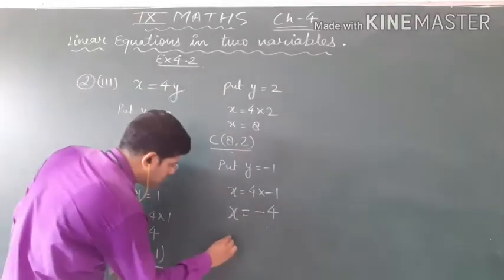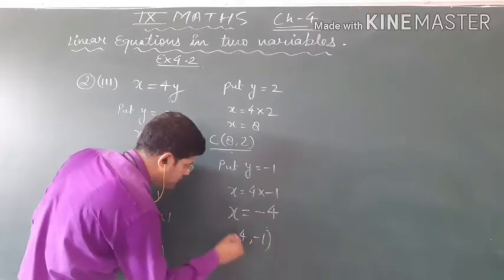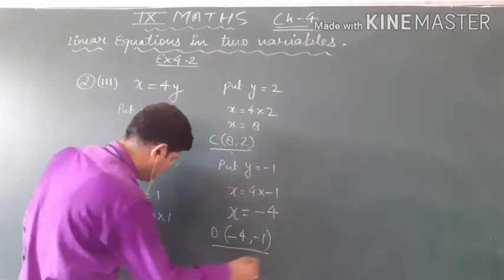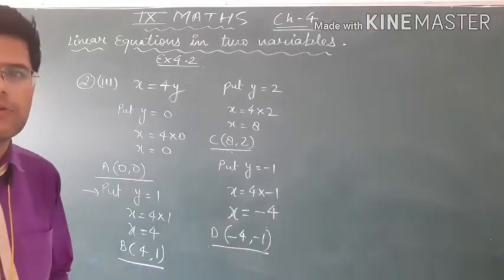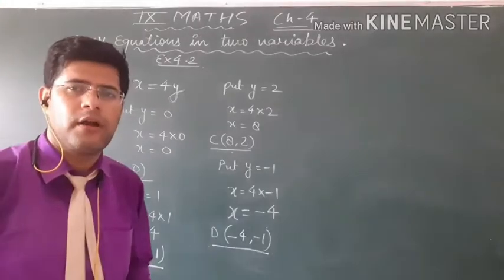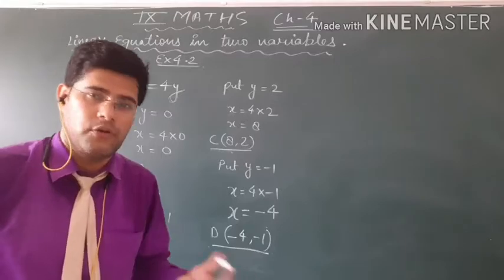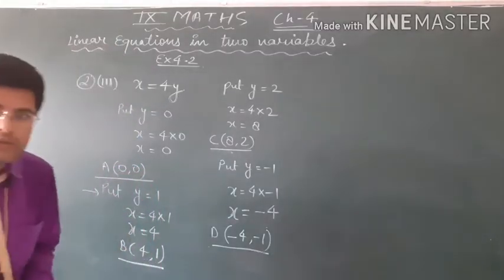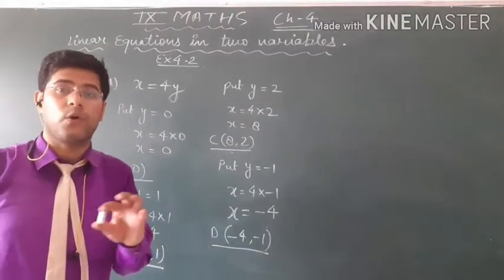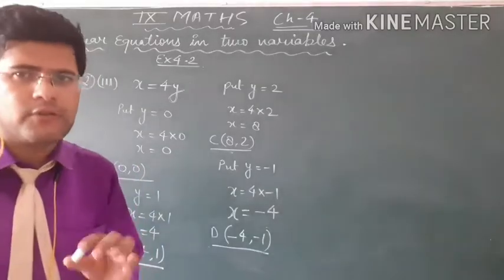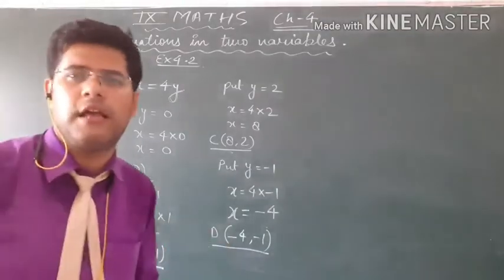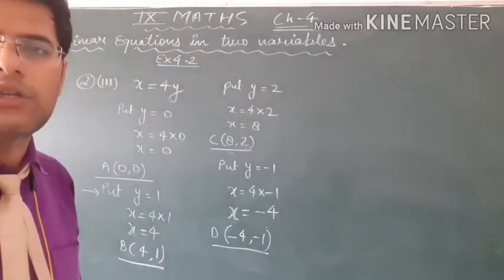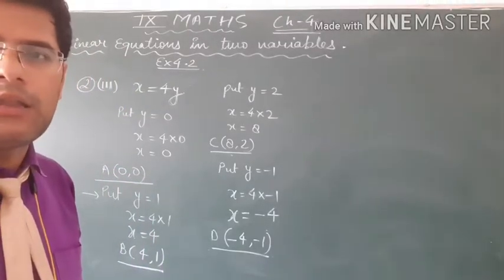Okay, now the solution is minus 4, minus 1, that is D. So we have 4 solutions, and the question asks about only 4 solutions. If it asked for 400 solutions, we could find 400 solutions. If it asked for 4 lakh solutions, we could find 4 lakh solutions. There are infinite solutions, so we can find as many solutions as we can think of numbers. Okay students. Now the third sum.